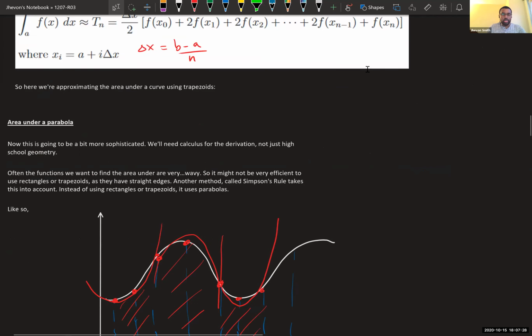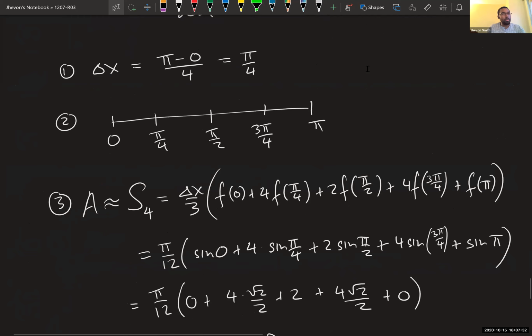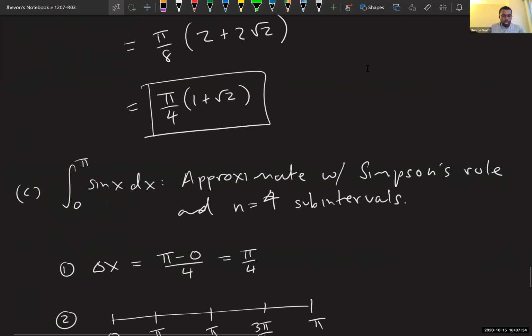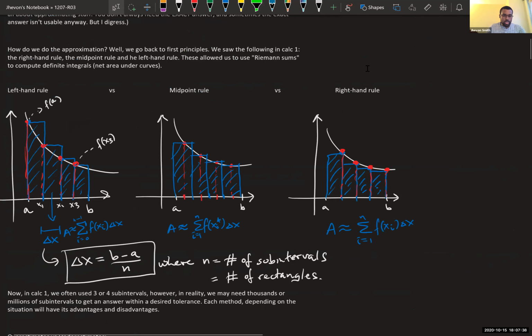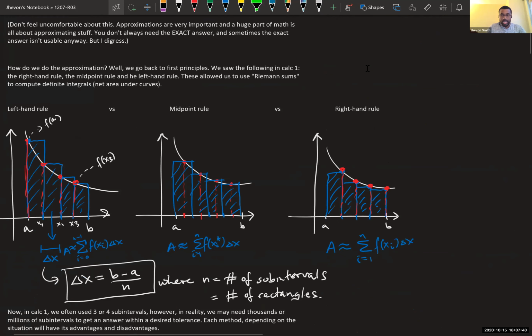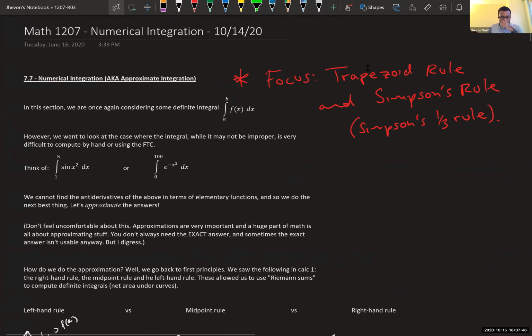So knowing how to do it is actually pretty important, at least in principle, but probably otherwise as well. So that's the Simpson's and trapezoid rules to be combined with your midpoint, left-hand and right-hand rules. So that's that topic.